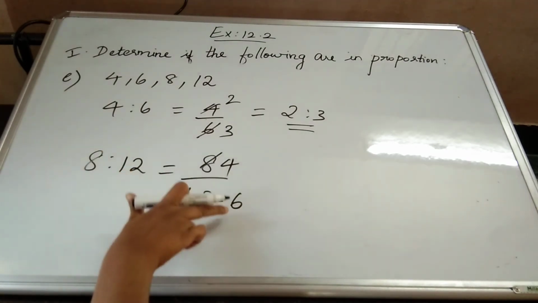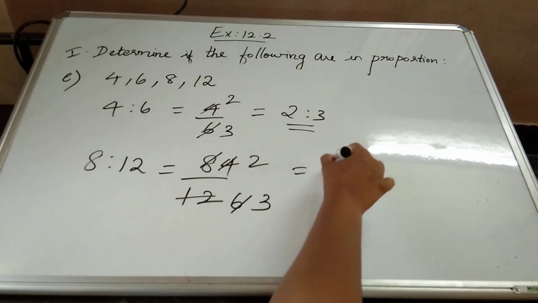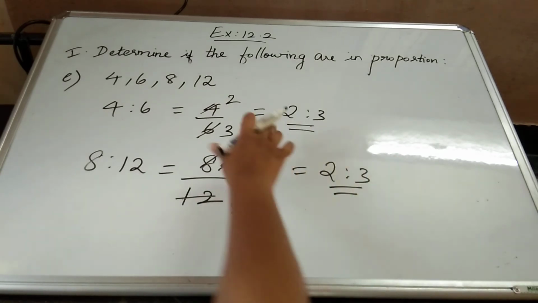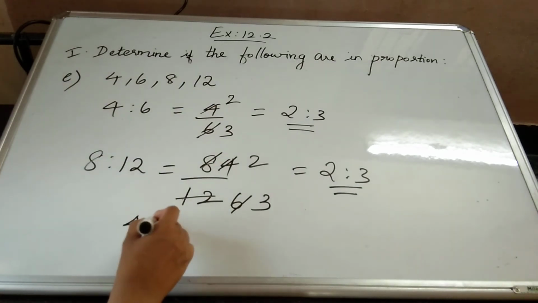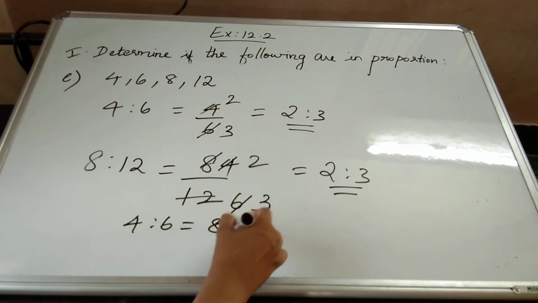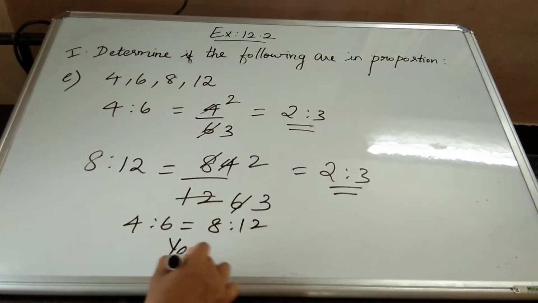Okay, now 4 and 6. So 2 2s are 4, 2 3s are 6. Here also we have 2 is to 3. So 2 is to 3 and 2 is to 3. So the ratios are equal. Okay, so 4 is to 6 is equal to 8 is to 12. Okay, so are they in proportion? They are equal, no? So yes, they are in proportion. Clear?